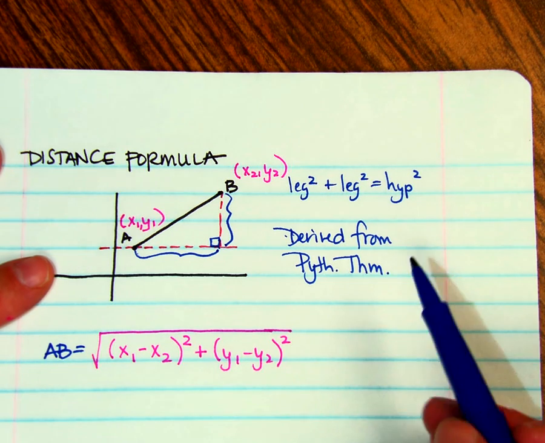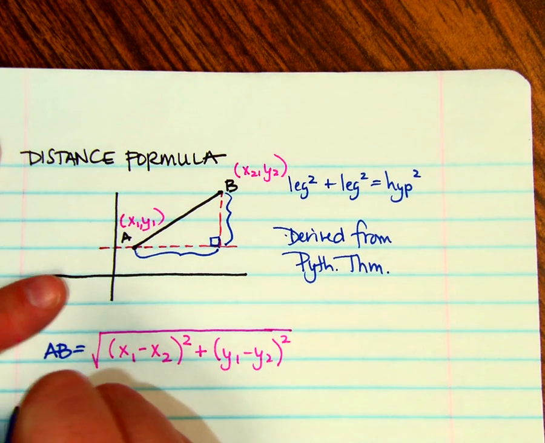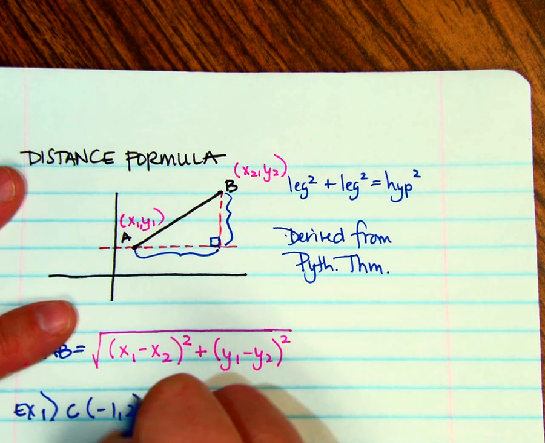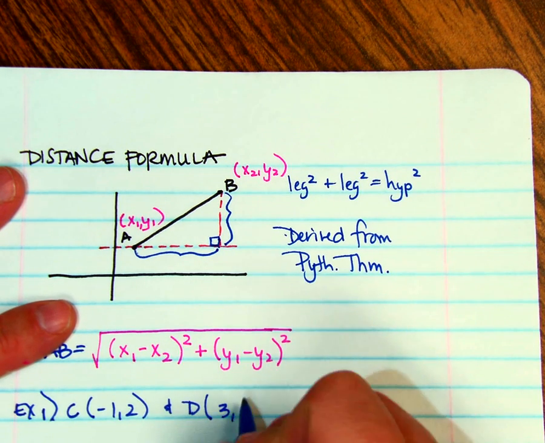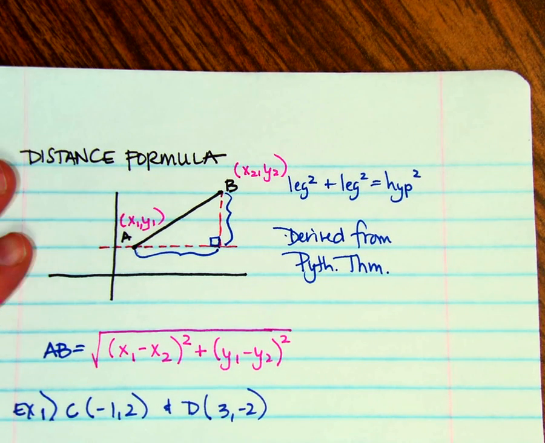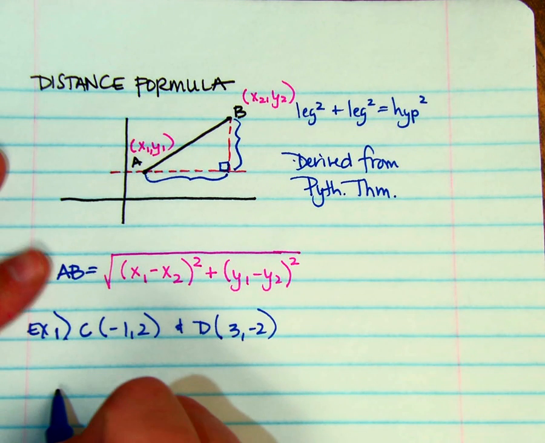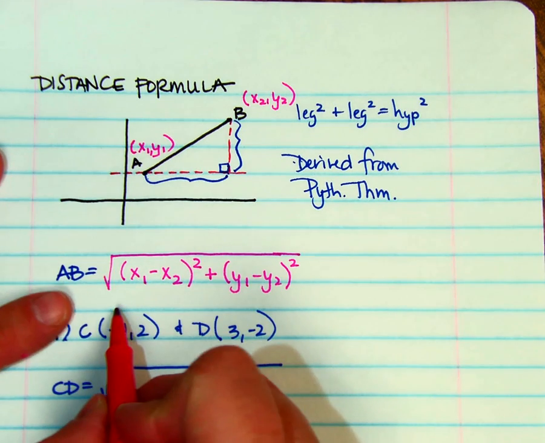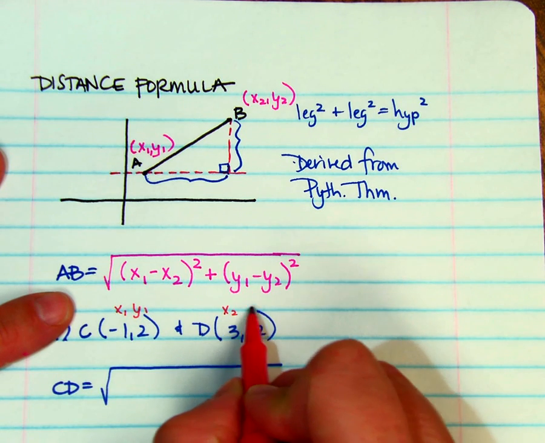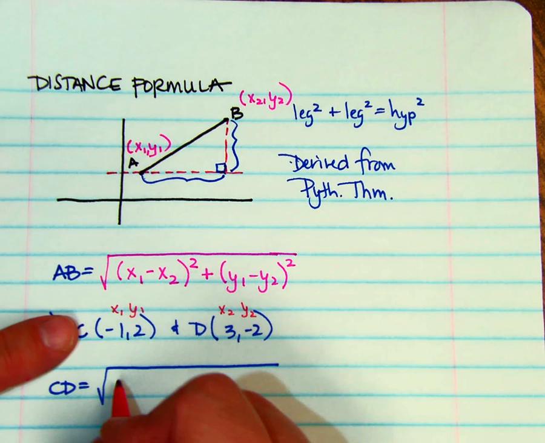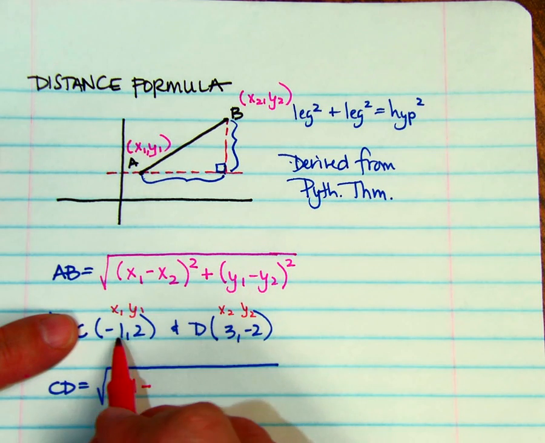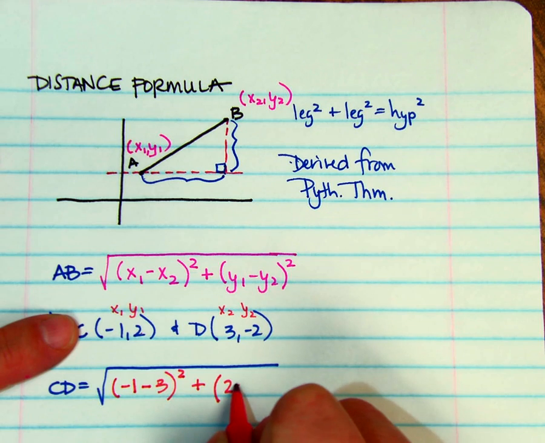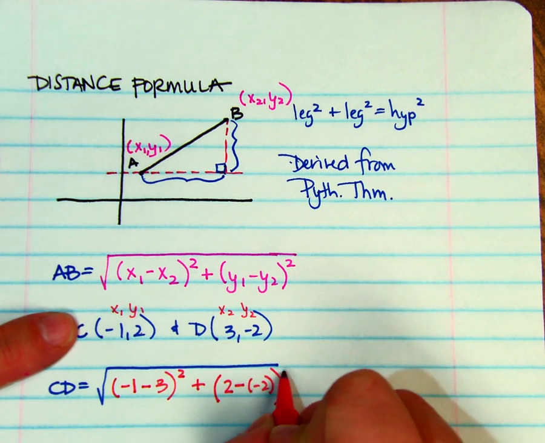If you are using the distance formula and, for example, I know that C is at the ordered pair of -1 and 2, and D is at the ordered pair of 3 and -2, and I want to find out the length of CD, put it in the distance formula. So CD equals the square root of, it might help at the very beginning to label these as x sub 1, y sub 1, and x sub 2, y sub 2, so you don't get them messed up in your formula. x sub 1 is -1, minus is part of the formula, x sub 2 is 3, squared, plus y sub 1 is 2, minus is part of the formula, a -2, and that is also squared.